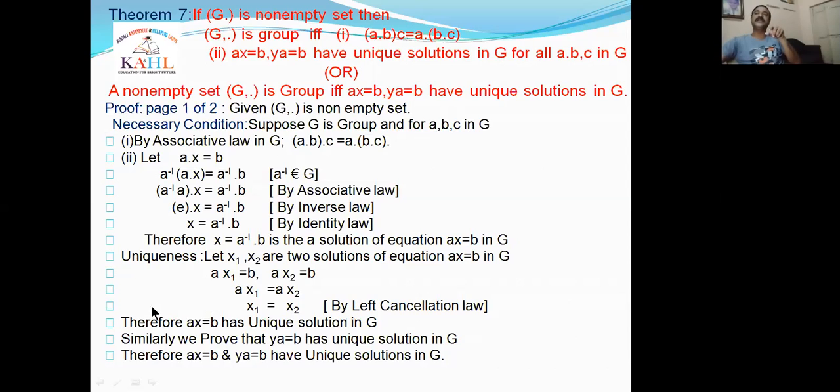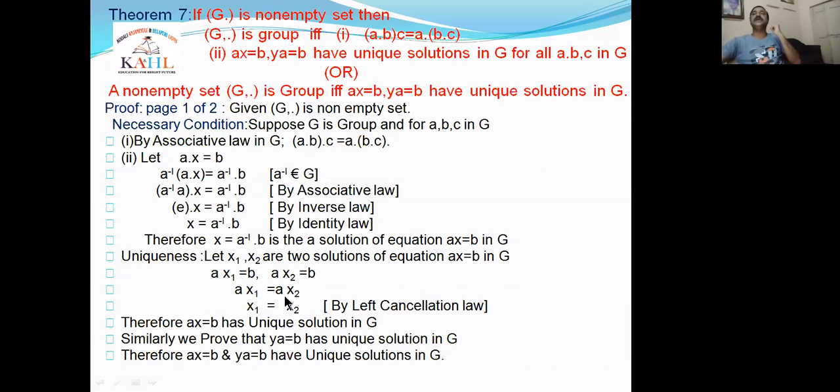I am taking that let x1 and x2 be two solutions of this equation ax = b in G. That means x1 is satisfying the equation ax = b, so ax1 is equal to b, and x2 is also satisfying this equation because it is a solution. That means ax2 is equal to b.